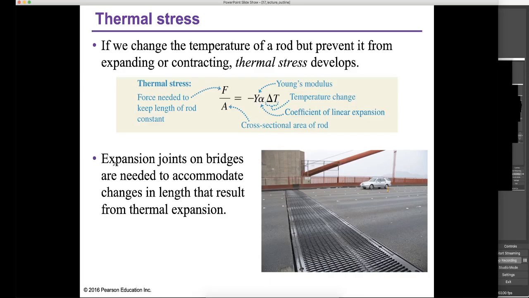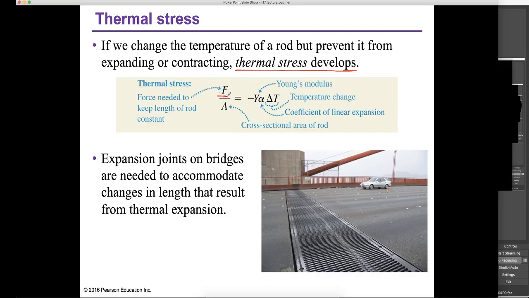And another concept is thermal stress. If we change the temperature of a rod but prevent it from expanding or contracting, thermal stress develops. So the thermal stress can be calculated using this equation.